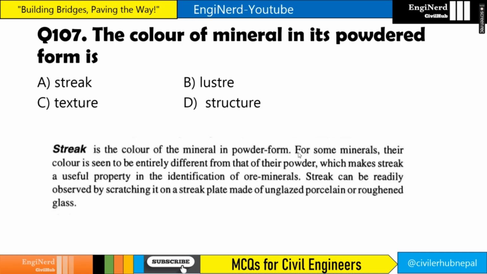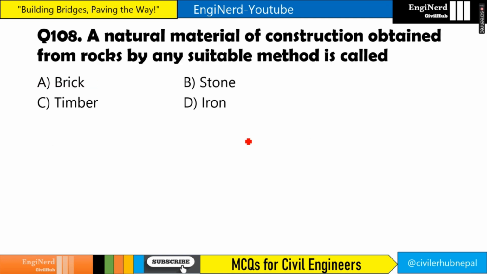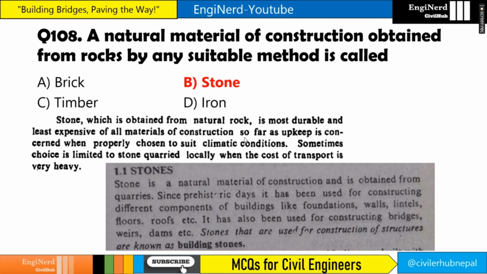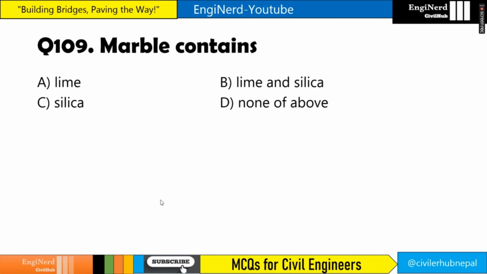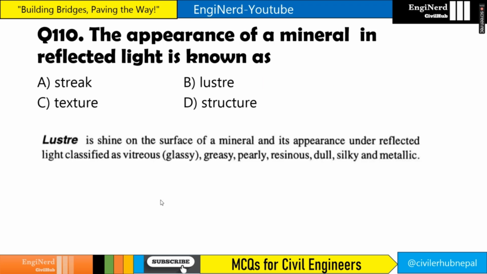The color of mineral in its powdered form is, it is streak. Streak is the color of the mineral in powder form, right? A natural material of construction obtained from rocks by any suitable method is called, this is stone, right? We see here, stone is a natural material of construction. It is obtained from what? Quarries. Marble contains what? Lime and silica, right? The appearance of mineral in reflected light is known as what? Luster. Luster is a sign on the surface of the mineral and its appearance on the reflected light, right?